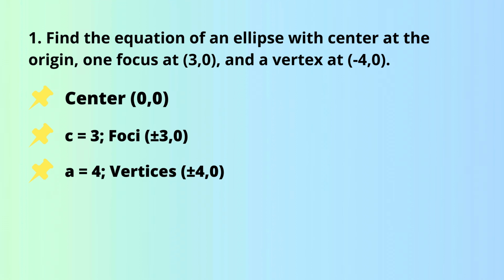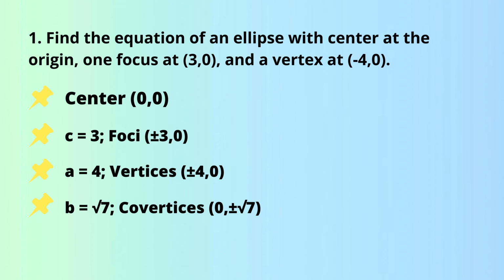What's missing is the value of b, the distance from the center to the co-vertex. Since we already have the values for a and c, we can just use the Pythagorean theorem to solve for b. So b squared equals a squared minus c squared. Substitute a equals 4 and c equals 3. We will have b squared is equal to 4 squared, or 16, minus 3 squared, or 9, which is 7. Hence, b squared is 7.